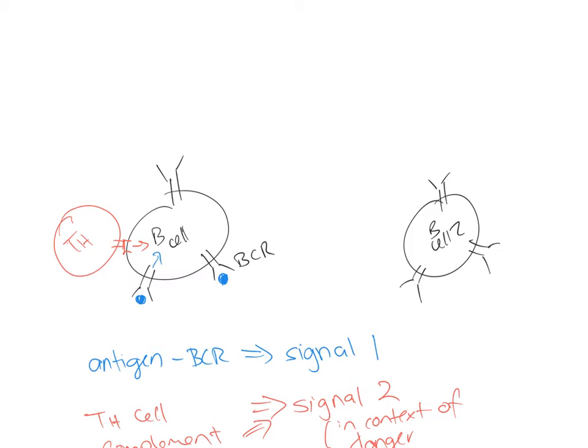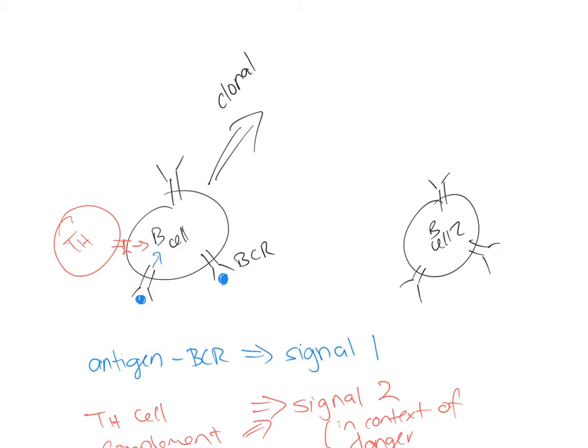So we've had signal 1, we've had signal 2. Notice it's only this B cell that's gotten both signals. The second B cell over here, even if there's T cells around, it didn't bind to an antigen, so it's not going to be activated. So that's where the specificity comes for this system. Two signals, now we're going to activate. And what does that mean?